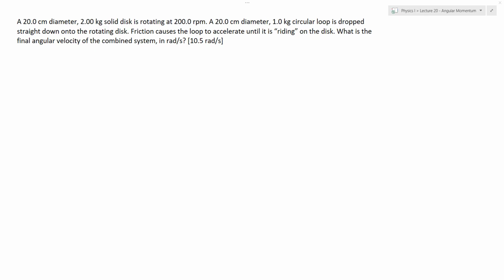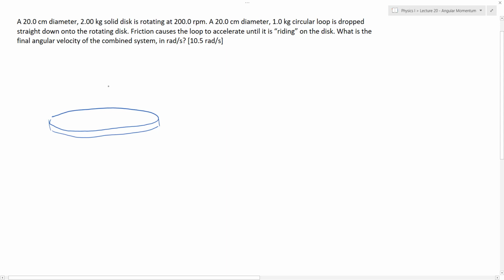A 20 centimeter diameter, 2 kilogram solid disc is rotating at 200 RPM. So I'm just going to draw this. Okay, so it's rotating at 200 RPM, so that would be the angular velocity, 200 RPM. The units are not SI units, but it's still an angular velocity. The disc has a 20 centimeter diameter, so this is 20 centimeters. I'm just going to write omega initial here, so I have space above my drawing.